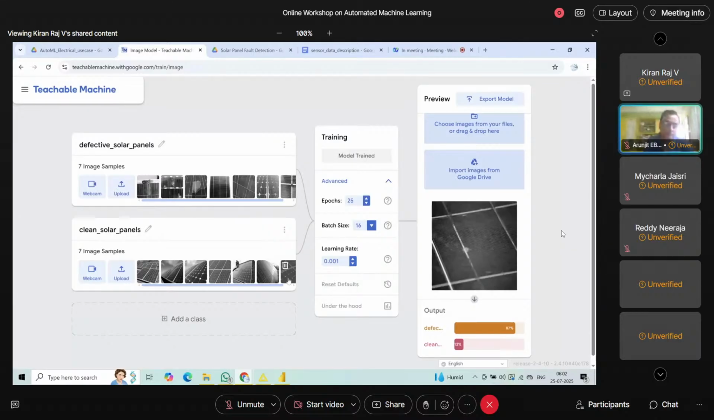For example, now we have taken another sample. Here we ourselves are able to clearly identify a few of the damages. So now the model can say with 87% accuracy that the given sample belongs to the defective solar panel. So it hugely depends on the number of samples we are sending for the training phase.